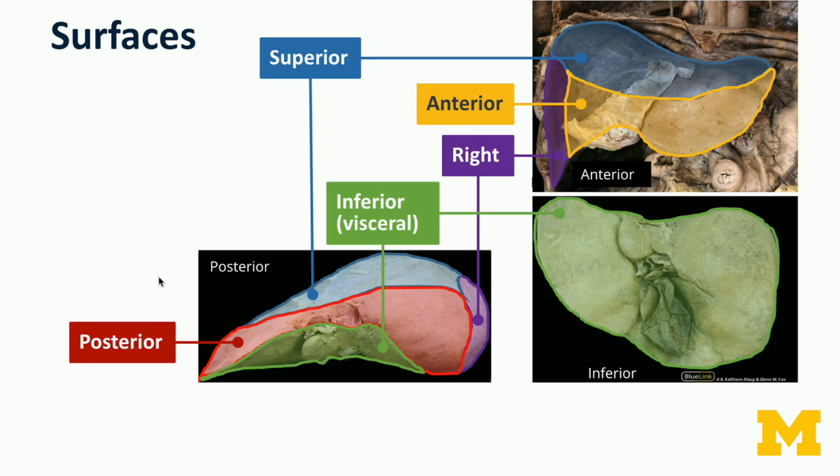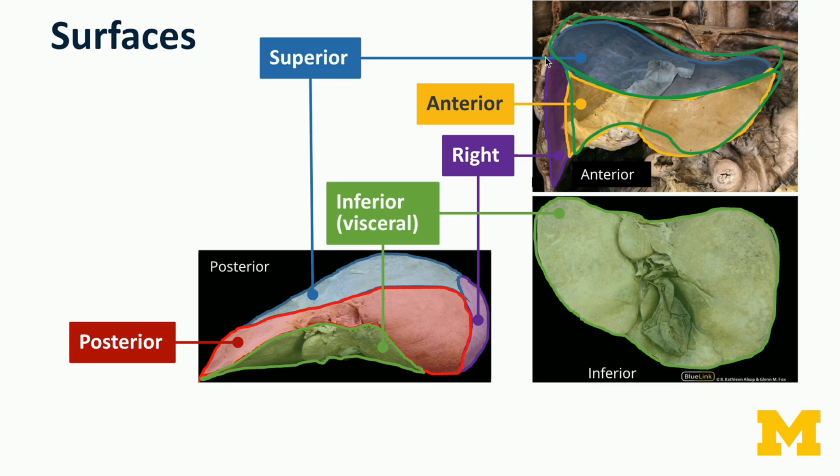The liver also has several surfaces, which I've color-coded for you here. So the superior portion of the liver is known as the superior surface. So that's an anterior view of the liver. We can also see the anterior surface of the liver there.